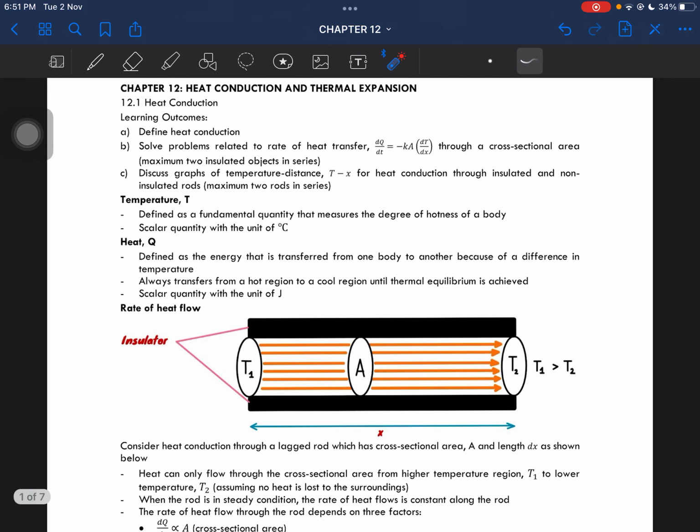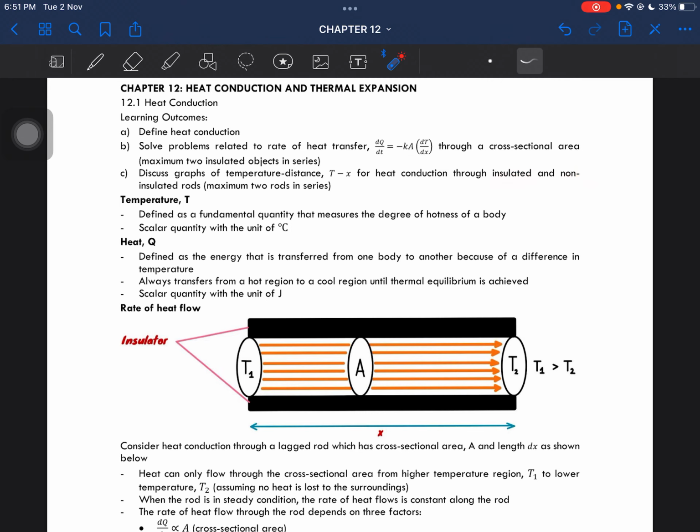So in this subtopic, you should be able to define what is heat conduction, solve problems related to rate of heat transfer. So we will be only focusing on a maximum of two insulated objects in series, and then you should also be able to discuss the graphs of temperature against distance for heat conduction through both insulated and non-insulated rods. Again, maximum two rods in series.